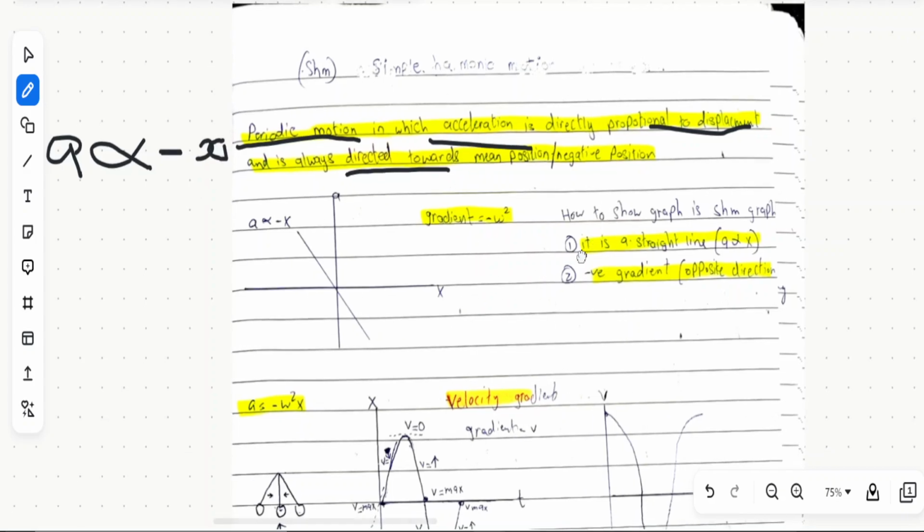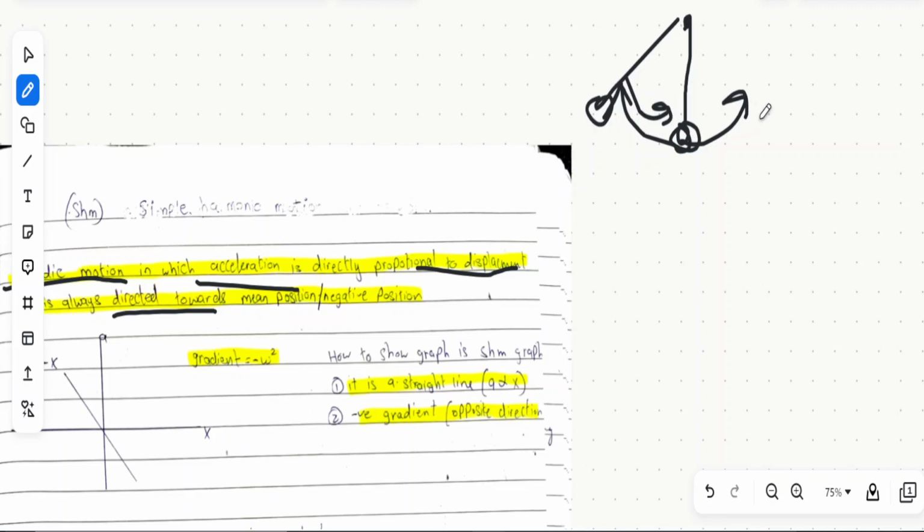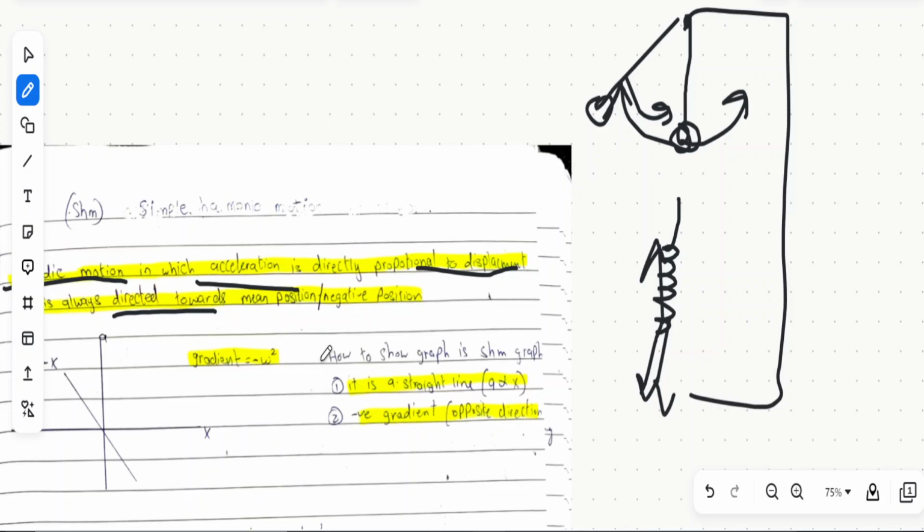So where does simple harmonic motion apply? It applies to any type of motion that is repeating itself. So a ball attached to a hinge that is moving like this, so it goes like this and then comes back and then keeps repeating itself. And the second type of simple harmonic motion is a spring that stretches, goes back up, comes down, and repeats itself. So these are the two main types that you will find in your questions.